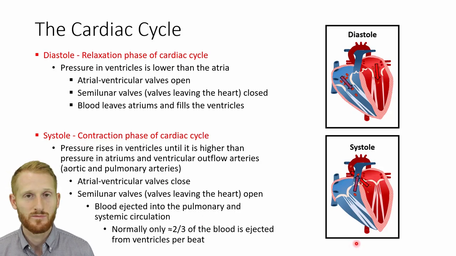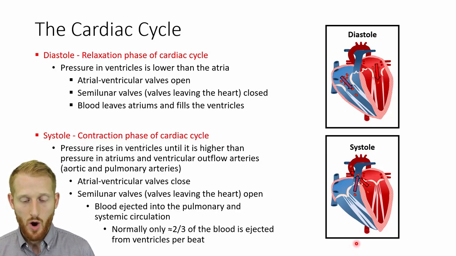So when the ventricles contract, only about 2/3 of the blood actually exits the ventricles through the exiting valve, so the pulmonary and aortic valve. About 1/3 of the blood is left inside the ventricles, so you don't actually get all the blood out. You never will. At no point in time do you get all the blood out. That's normal, though. That's essentially the ejection fraction that we're talking about.